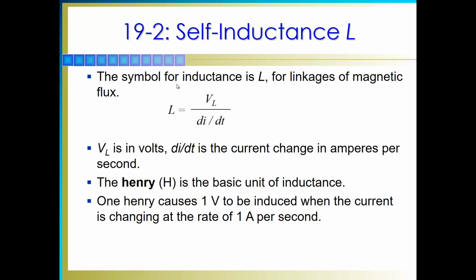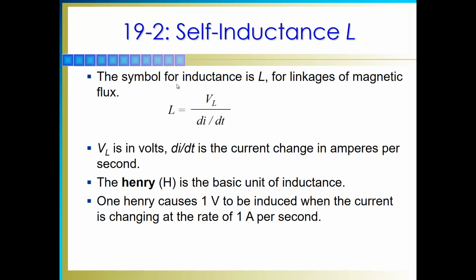And it comes from the linkage of magnetic flux. Okay, the formula to calculate the inductance is the voltage that is induced divided by the change of current with respect to time. The voltage is in volts, obviously, and the di dt, which means the change of current, in amperes per second. That's how fast the current changes every second.